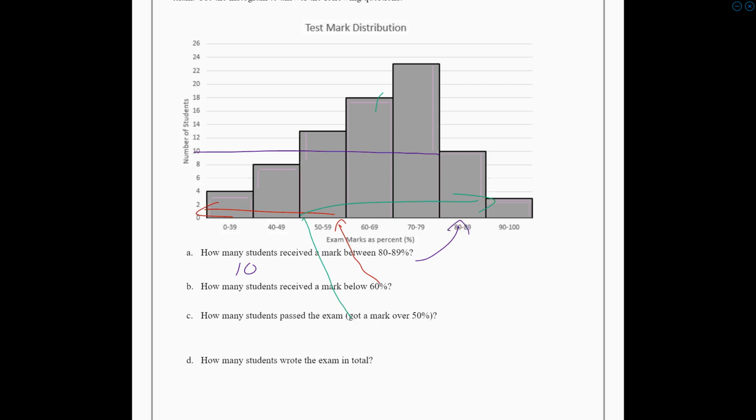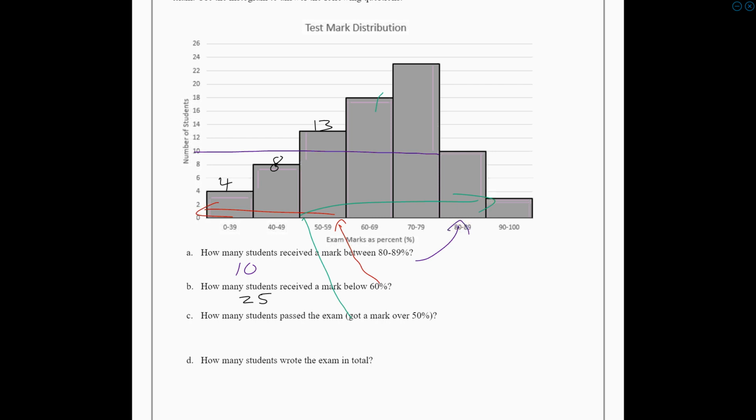Now this next one's a little less simple. How many are below 60? That's saying everything under 60, so this one plus this one plus this one. Sometimes when you make a histogram, your bar graph will have labels, and in a case like this that may be helpful. This bar was 4, this bar was 8, this bar was 13. So how many were below 60? Well, 13 plus 8 plus 4, that's 25 students.